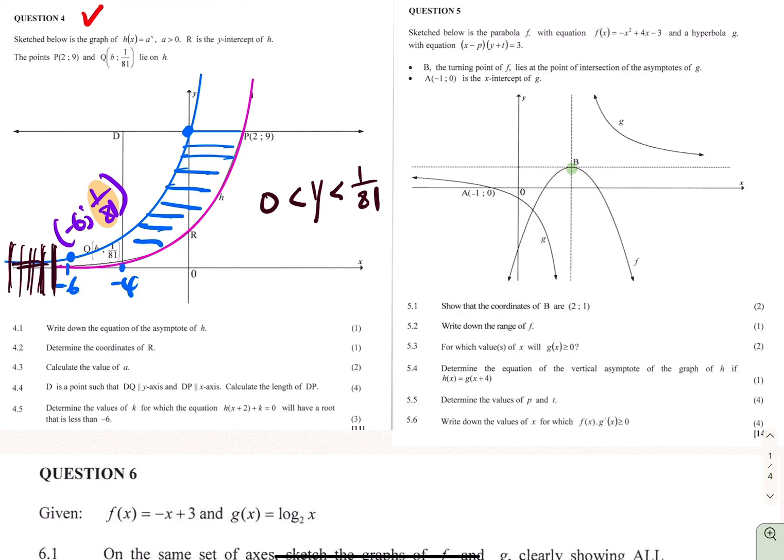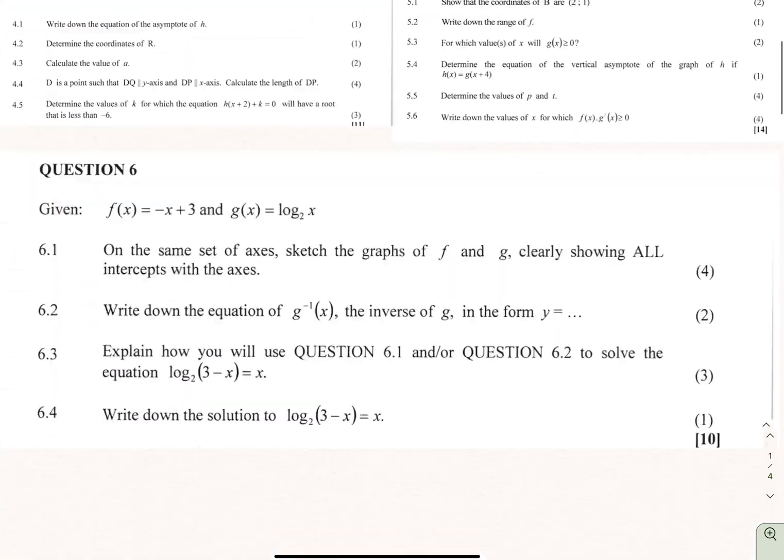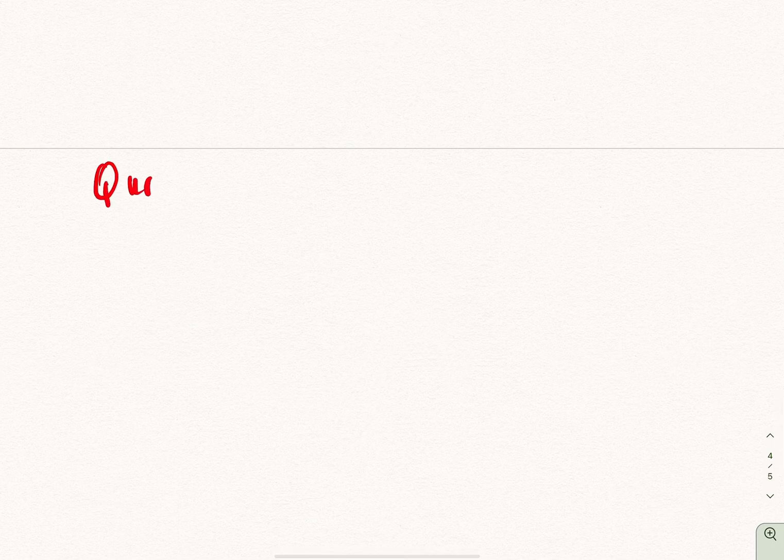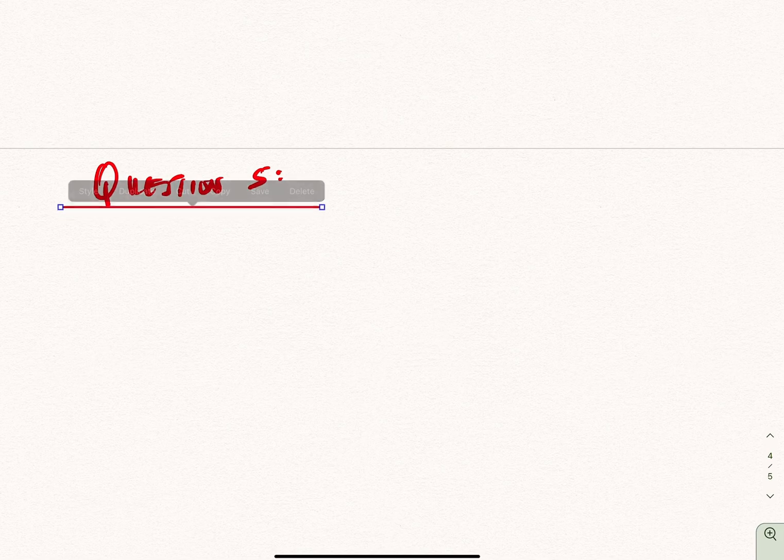Remember that when you have a as negative, this graph is going to have a maximum, and if a is positive, it's going to have a global minimum. So we are looking for the turning point. Again, that should be very easy. We're given f as negative x squared plus 4x minus 3. That should really be easy. Let's do it together. Question 5.